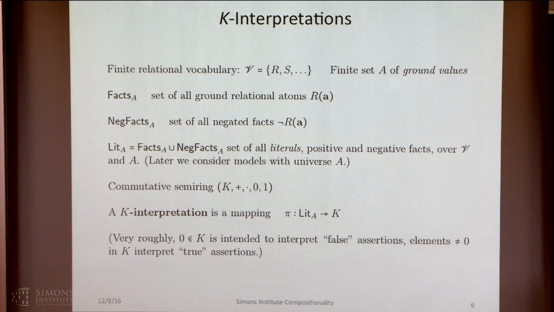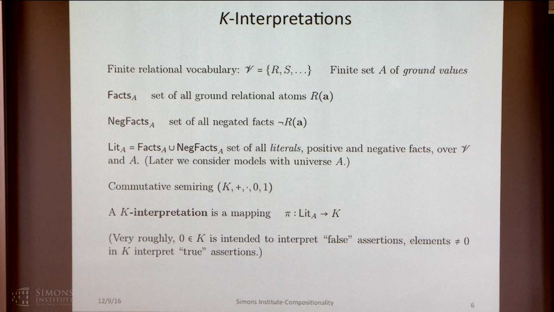All right, so let's do something different now. Suppose we have a finite relational vocabulary, and we have a finite set of ground values, and not yet a model. So I'm going to talk about sentences without having a model. It's a little weird, but you will see what the benefit of doing that will be. So let's denote by Facts the set of all ground relational atoms R of a vector of ground values, with R from this vocabulary.